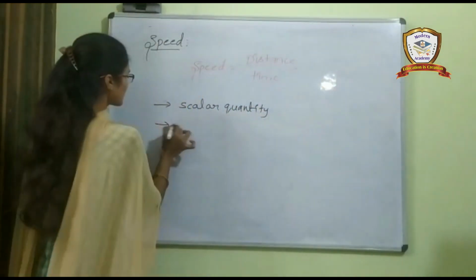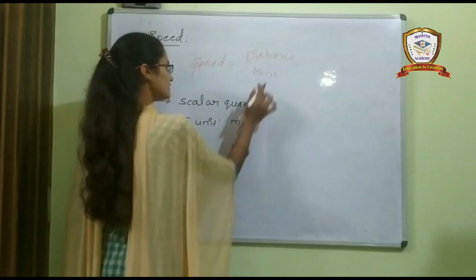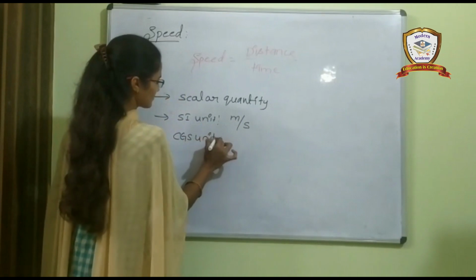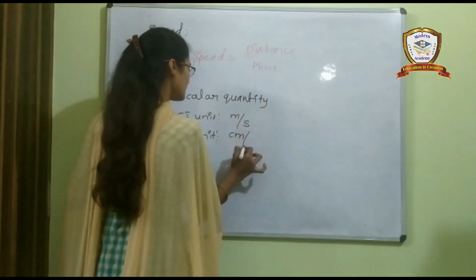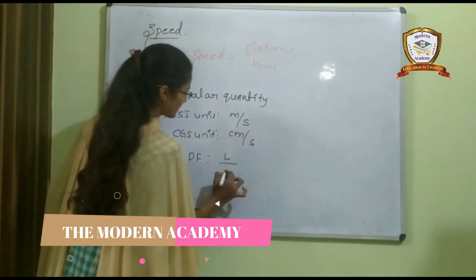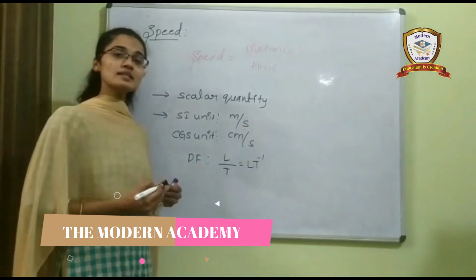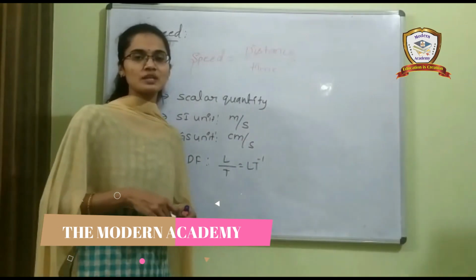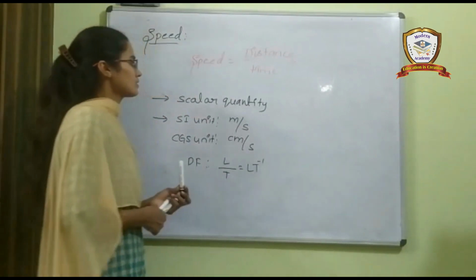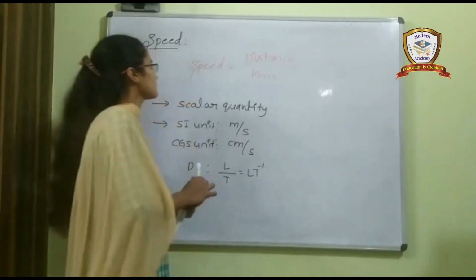And the SI unit of speed is, distance unit is meter and time unit is second, meter per second. CGS unit is, distance is centimeter and time is second, and dimension formula is, distance is L and time is T, so that is L T power minus 1. So the speed is measured by a speedometer, and one more thing, distance is measured by odometer and speed is measured by speedometer. Yes. Next, I am going to discuss about uniform speed, non-uniform speed and average speed.